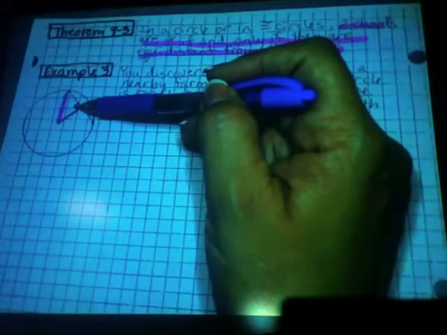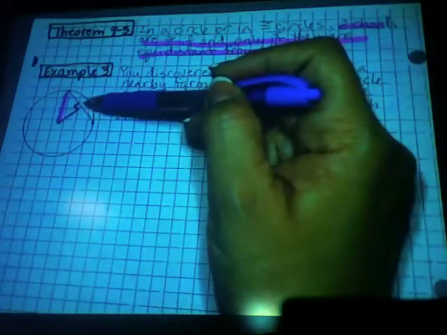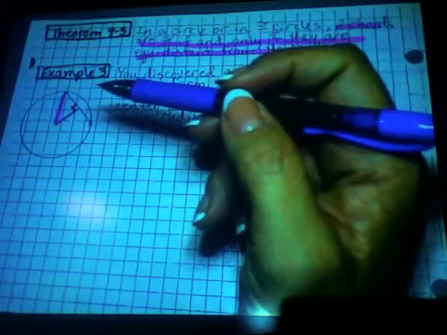True or false? It's true. If this is part of a radius or a diameter and it's perpendicular to a chord, what does it do to the chord? It bisects it. From this picture, you're not necessarily going to see the whole radius or the whole diameter, but you have to recognize that that's part of it.